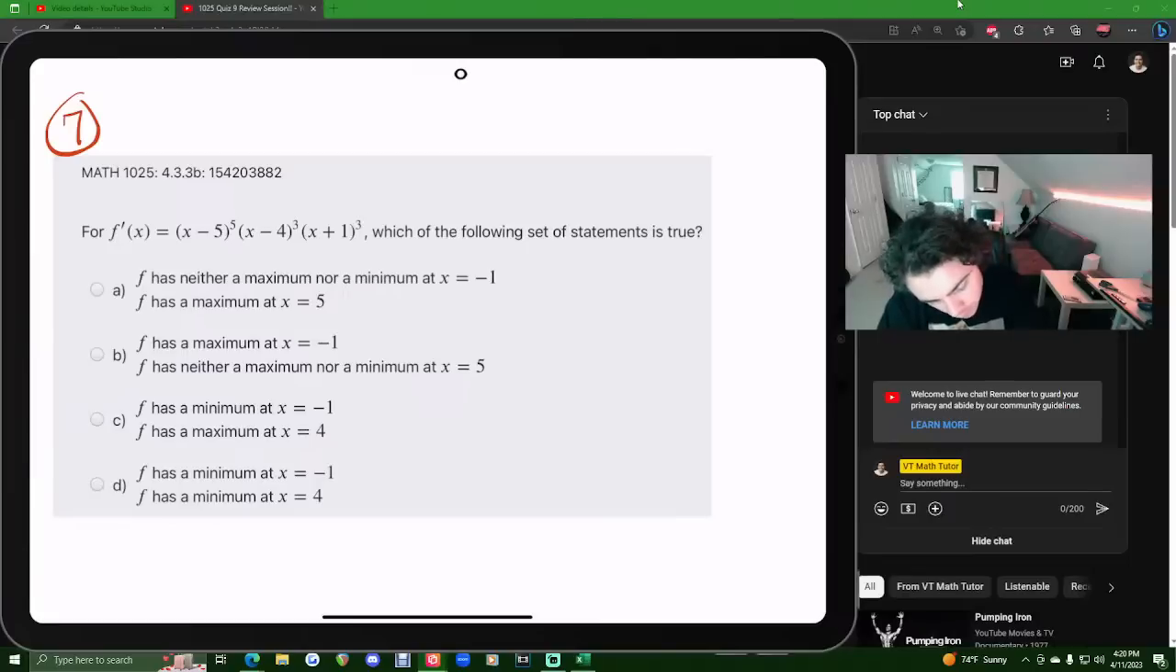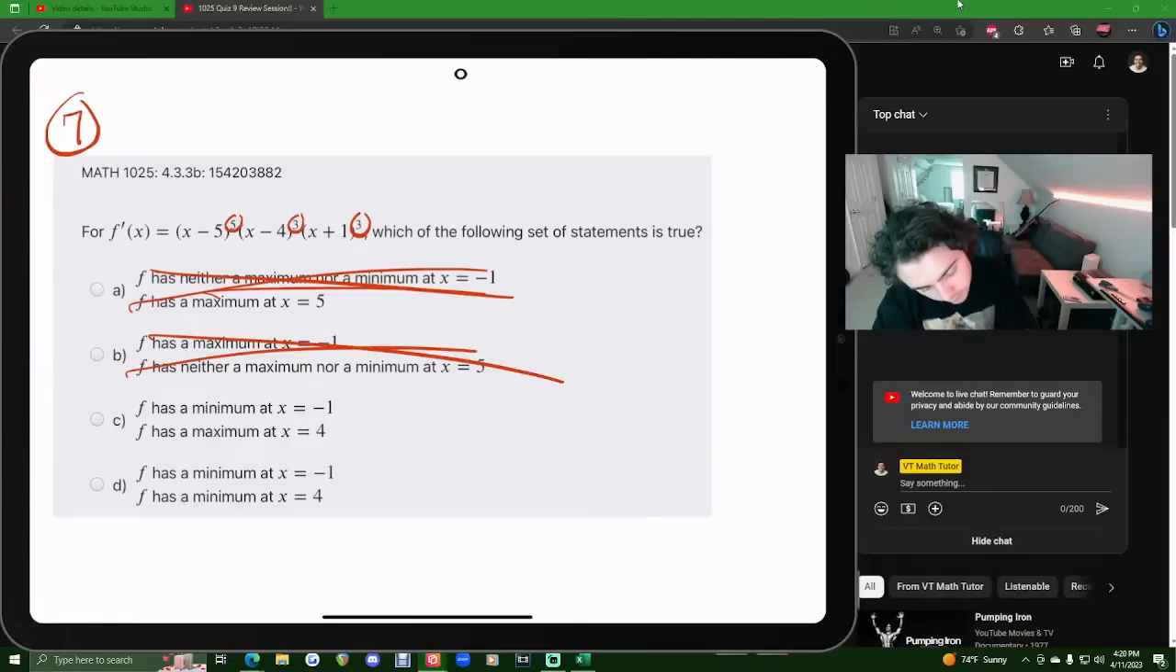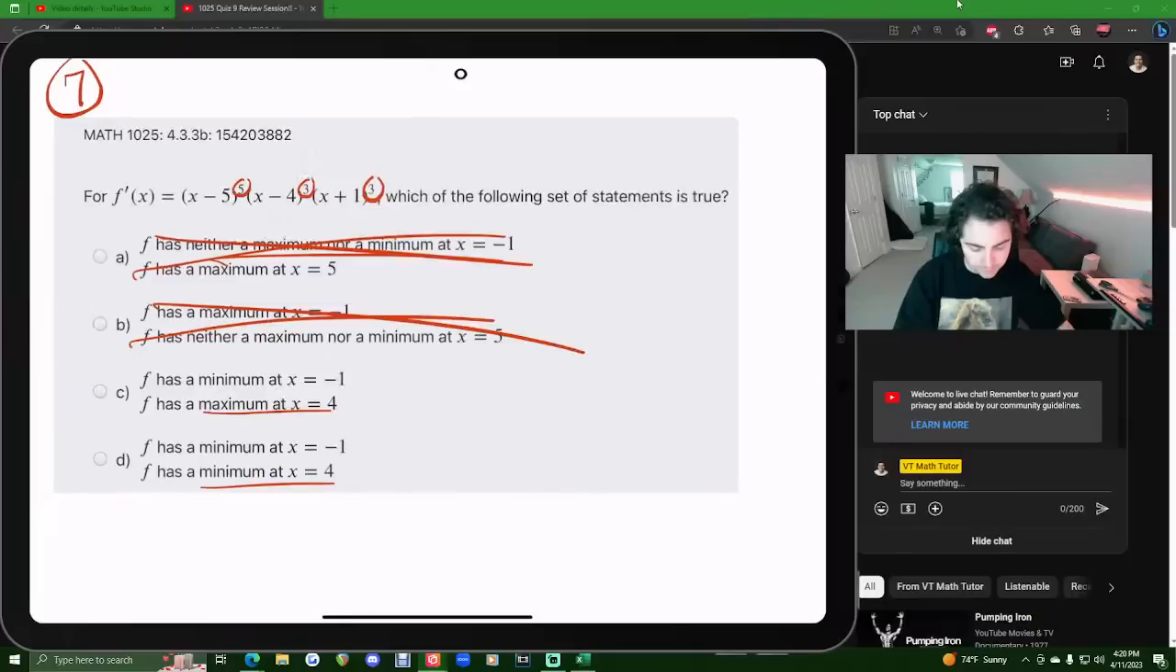So let's talk about it. You might notice that all these exponents are odd, which means we will have a max or a min at every single one of these x values, which means if they say neither max nor min, we can go ahead and eliminate those. But then between C and D, how are we going to tell if we actually have a max or a min at x equals 4? Because that's the main difference here. Okay, let's break out Excel.